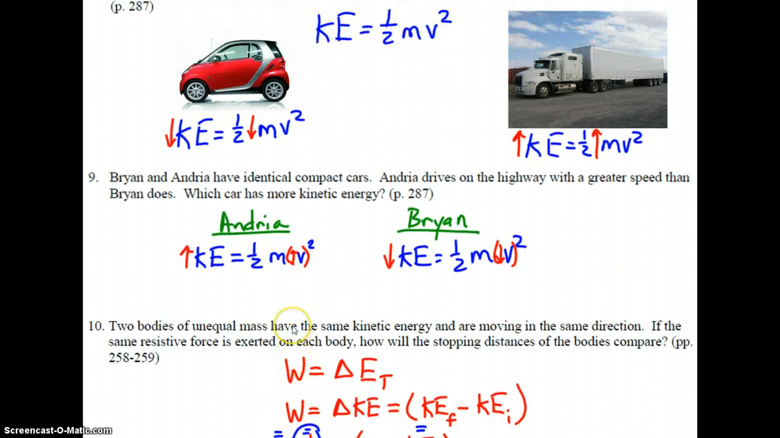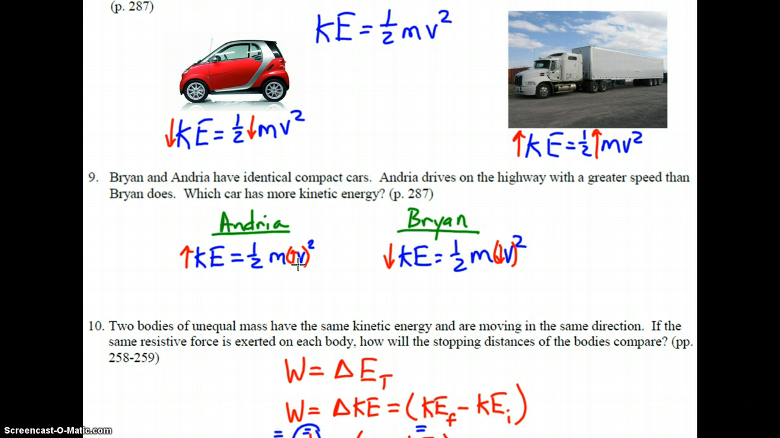Number 9, Brian and Andrea have identical compact cars. Andrea drives on the highway with a greater speed than Brian does. Which car has more kinetic energy? Saying that the cars are identical indicates that they have the same mass. So if we set up an equation for Andrea and an equation for Brian, KE equals 1/2 mv squared, we're told that Andrea drives with greater speed than Brian does.